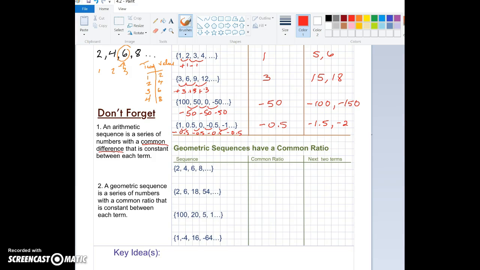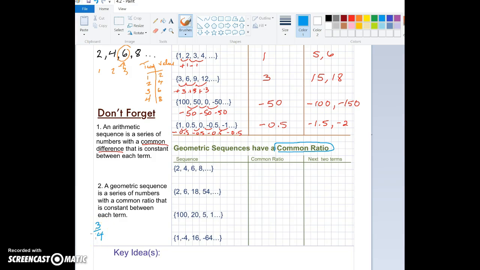Now let's talk about geometric sequences. Geometric sequences have a common ratio. And a ratio is talking about how things are multiplied or divided. If you remember back in your pre-algebra days, you saw ratios look like this. A ratio would be 3 to 4. That's a ratio. But it's also a division problem, 3 divided by 4, isn't it?